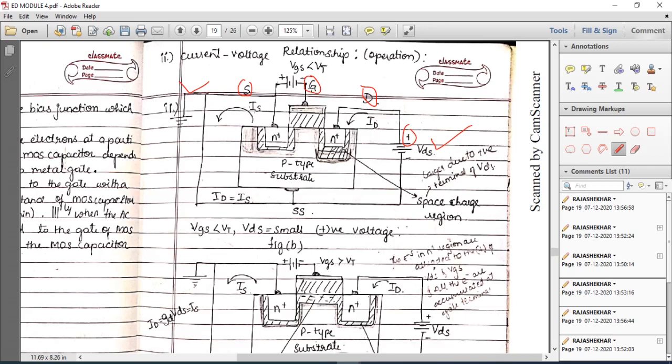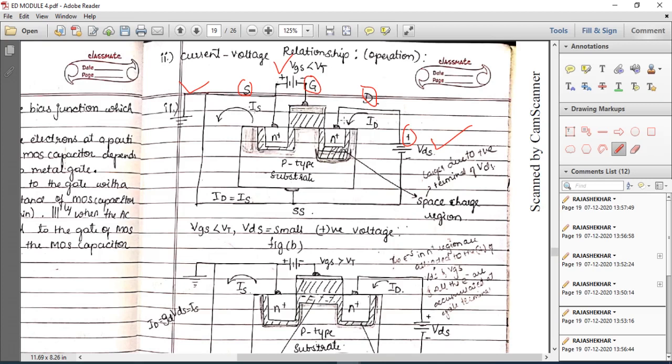Now we will check the source and gate. Between them I have connected one voltage source, in which the plus is connected to the source and the negative is connected to the ground. I call it VGS, the voltage between the gate and source. Now this VGS is a positive voltage. So from this I can say that the gate terminal is at negative potential.